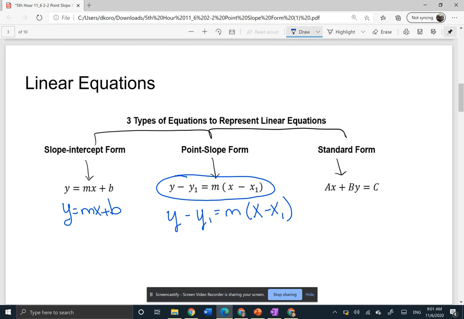So slope intercept form, this first one right here, the idea in this form is that we find a slope and a y-intercept. Okay, so if we have an equation in slope intercept form, the information it's going to give us are the slope and the y-intercept, okay? And the slope is m, and the y-intercept is b.